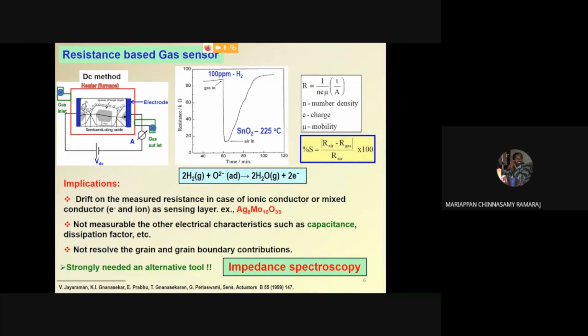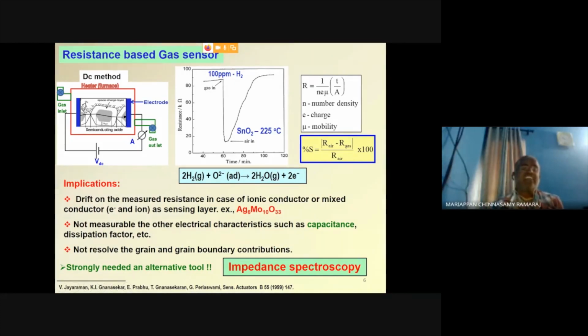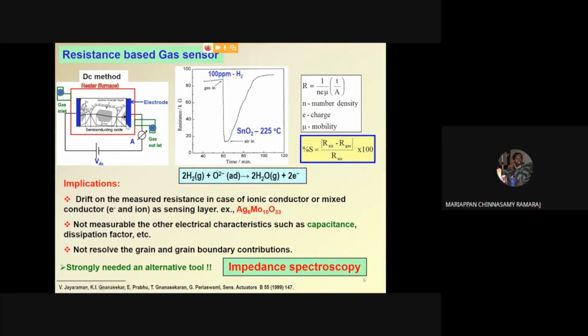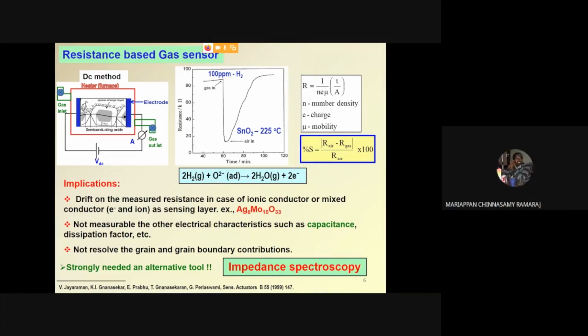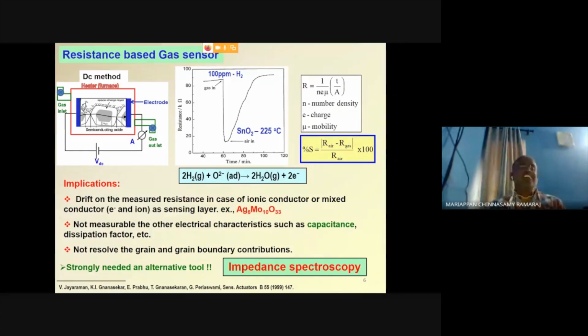So whatever sensor we have, the DC method is very simple. But there are many sensors that die after a few months or few years. The reason is drift in measuring the resistance in the case of an ionic conductor or mixed conductor as a sensing layer. If you apply the DC method, the ions are the charge carriers, so they move from anode to cathode, and this builds a permanent interfacial layer. Because of that, the sensor dies after a few months or few years, and we may get false signals.